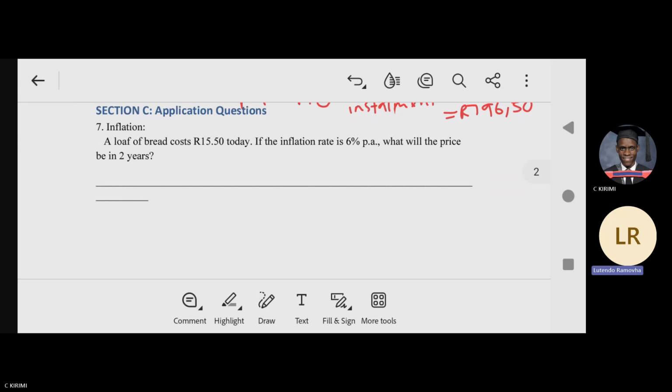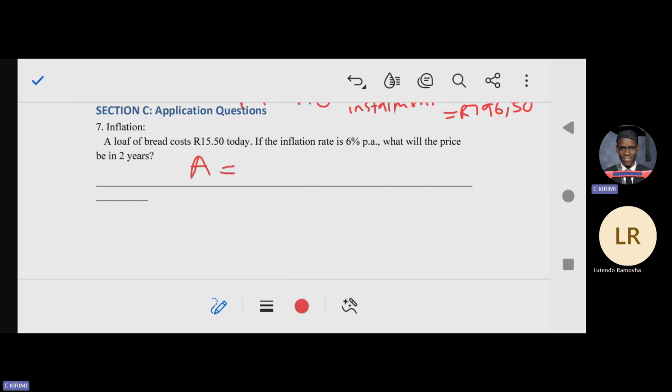I'm done, sir. Yes. Which formula did you use? Simple interest formula. Meaning? A is equal to P. Yes, then you substitute your P, which is what? 15 rand 50 cents. Yes, so you get marks for substituting the values because the formulas you are given.